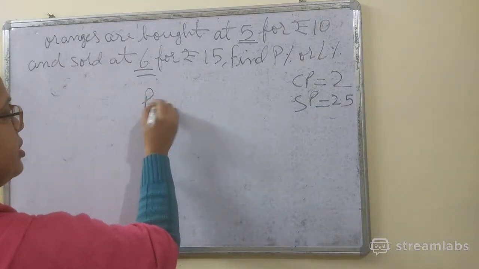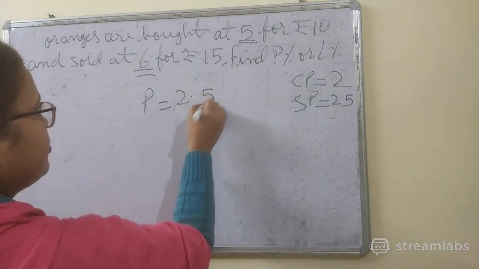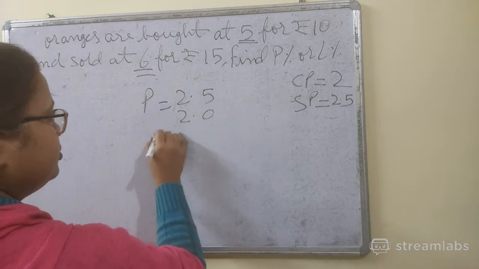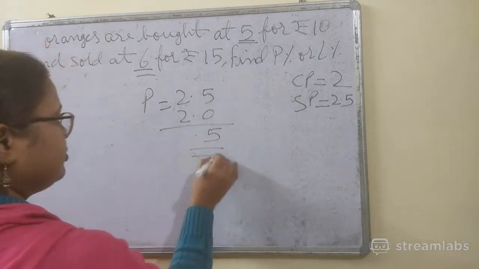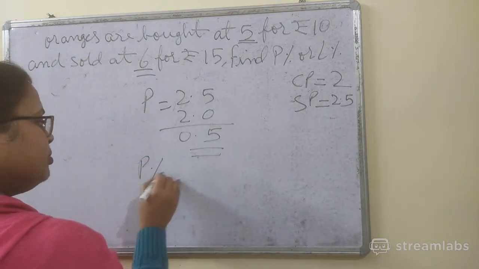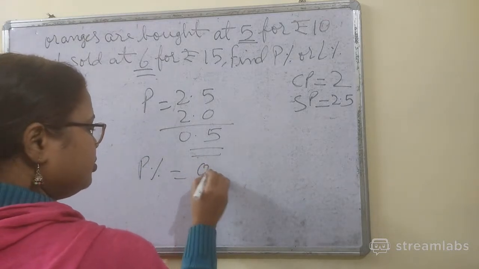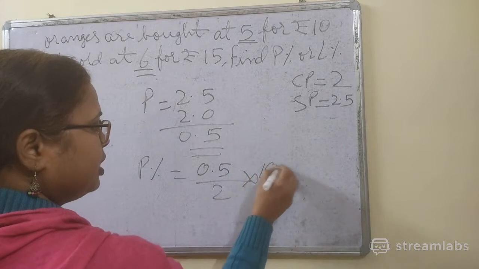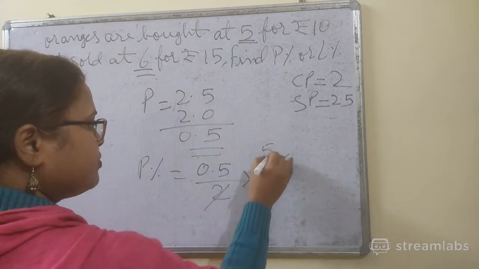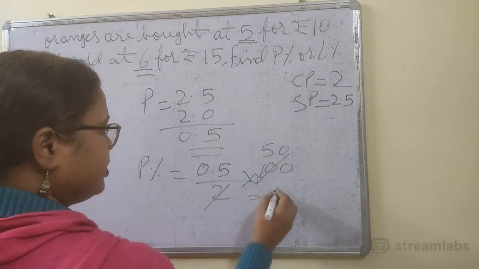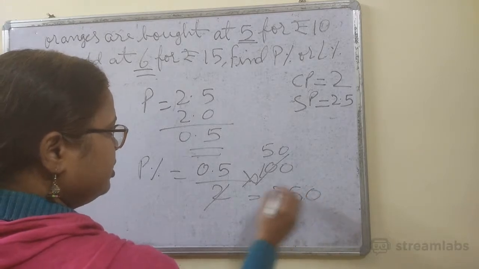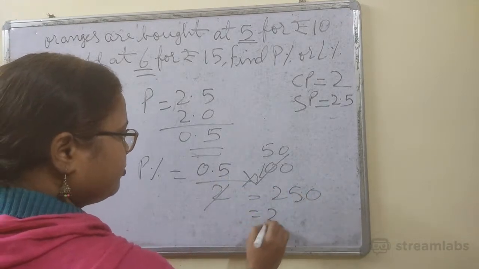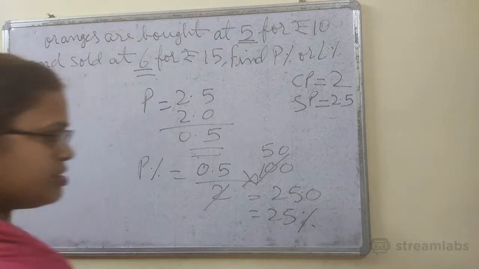So profit will be equal to 2.5 minus 2, so 0.5. And then profit percent will be equal to what? 0.5 by CP. CP is 2, into 100. So 2 5s are 10, 0 0, 5 5s are 25, 0, 1 decimal, put it here, 25%. Answer.